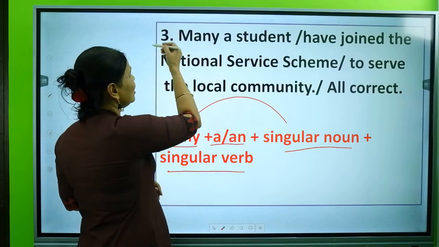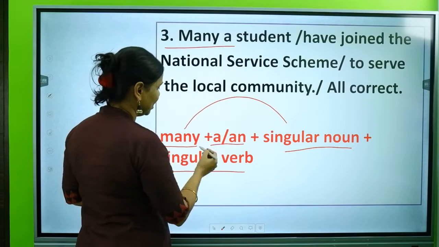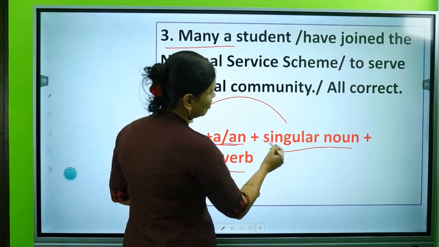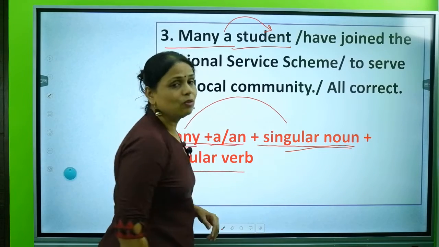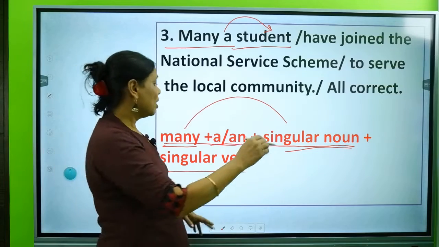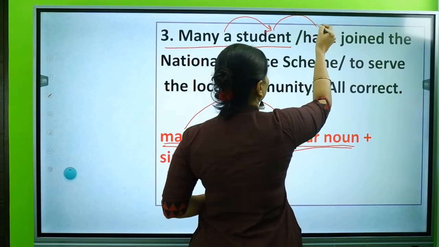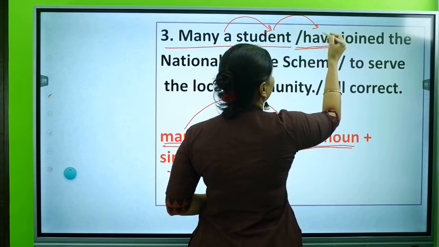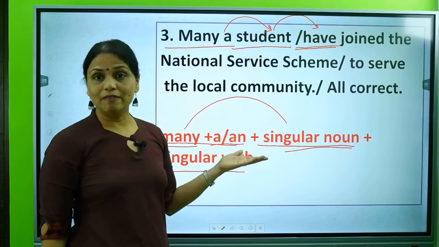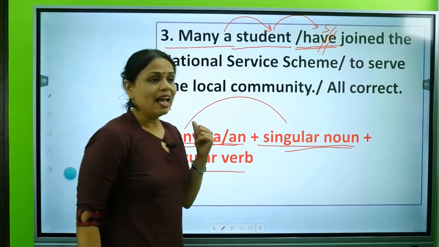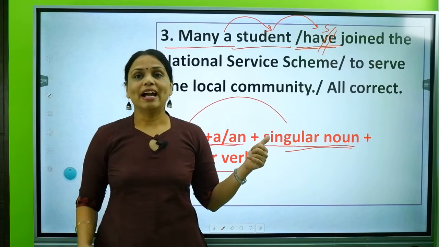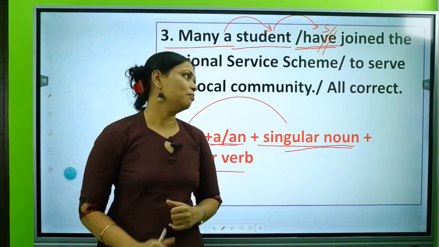Now let's have a look at this sentence. Many a is there. Is it followed by a singular noun? Yes, it is followed by a singular noun, that is student. But this singular noun is not followed by a singular verb. It is followed by a plural verb. Instead of have, we need to take has. Has is a singular form and have is a plural form of verb.